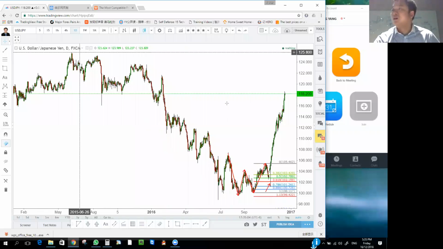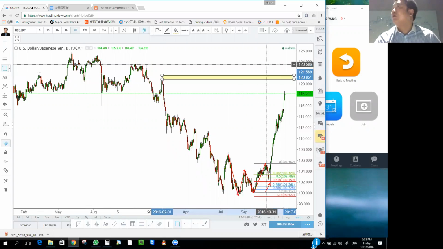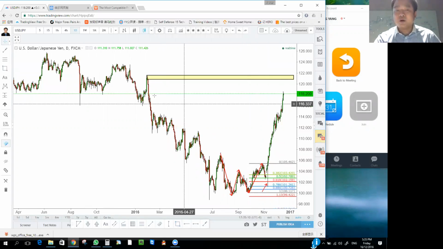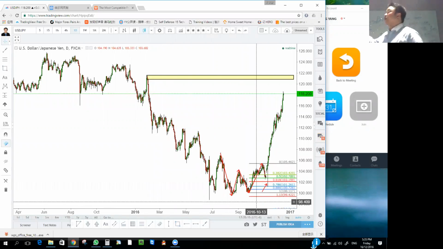It's here. So it is still very likely for the dollar yen to at least go to 121, to this level, right? Because all these previous sellers are gone. When there's no sellers, what will happen to the price? It just goes up because nobody wants to sell, right? All the people want to buy, right?